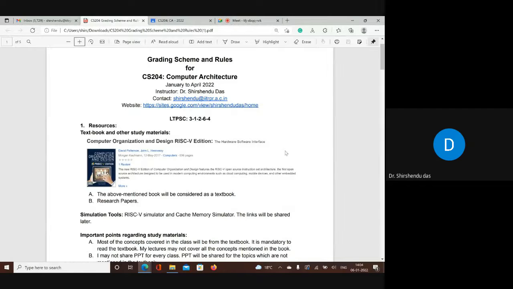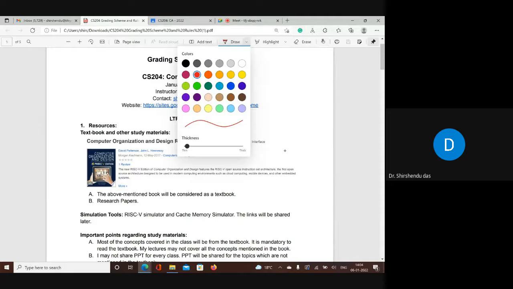Okay, so in today's class, I'll not start the actual course content. The actual course content will start from next class, that is tomorrow. Today I'll only explain the grading scheme, the syllabus, and the different rules of this course that we will follow throughout this semester. Okay, so let us start with this document.